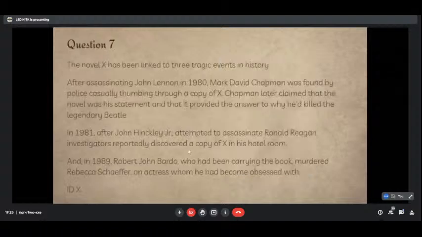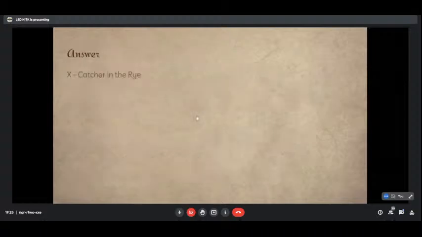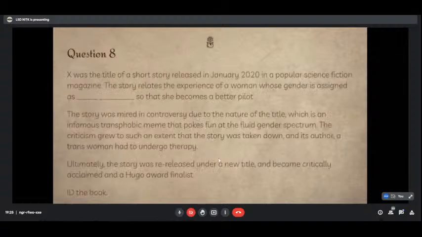So the novel X related to Catcher in the Rye. Catcher in the Rye. Yeah, that's perfect. Nicely done.